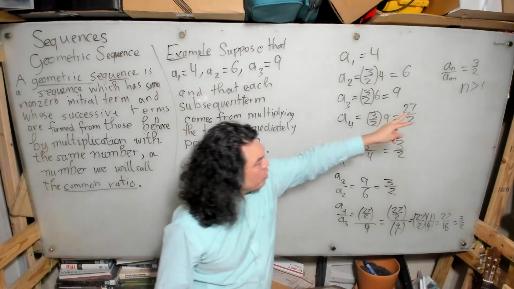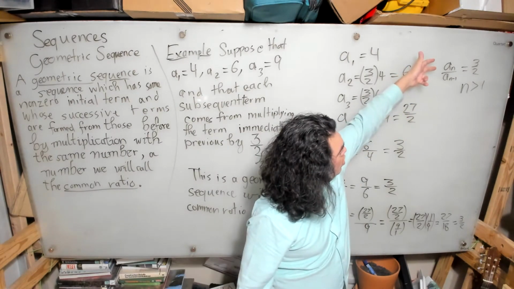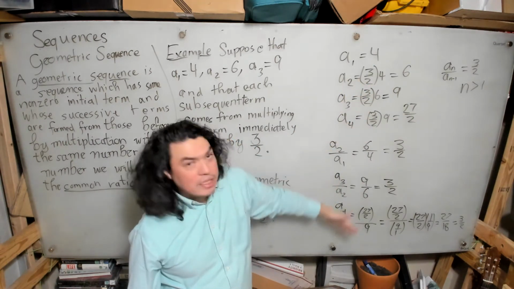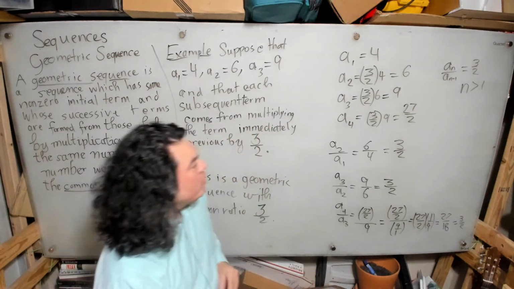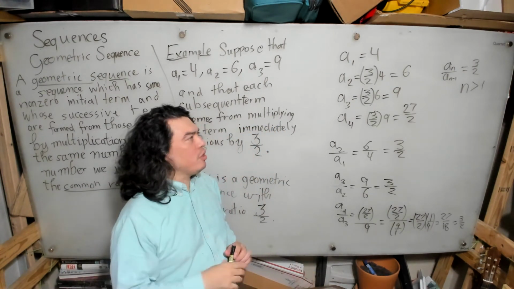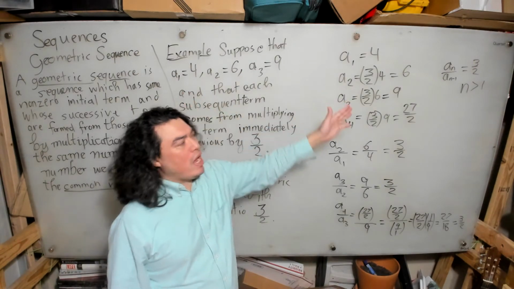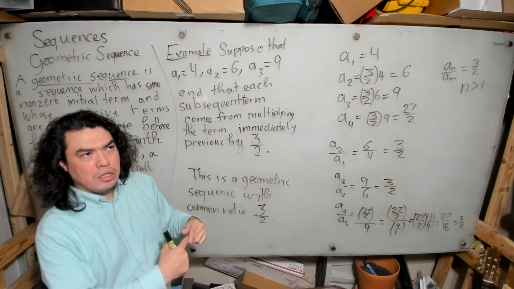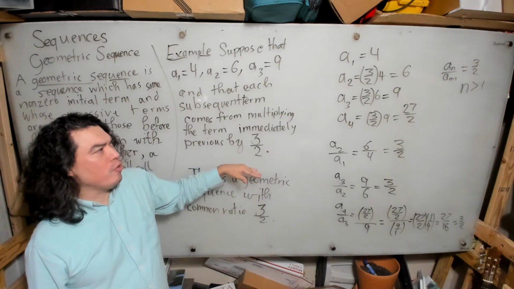If n equals 3, then it's a3 over a2, and in fact that equals 3 halves. And we can see that that continues forever. In fact, you can see that more clearly when we get to the recurrence relation. But what I wanted to show you here is why we call the number that we're multiplying by, for example, this 3 halves, a common ratio.